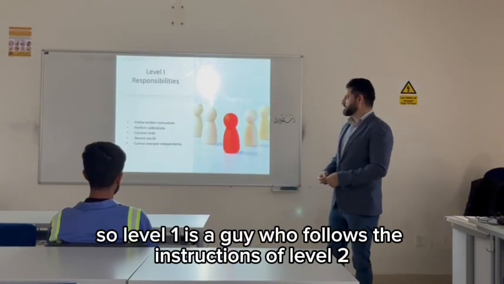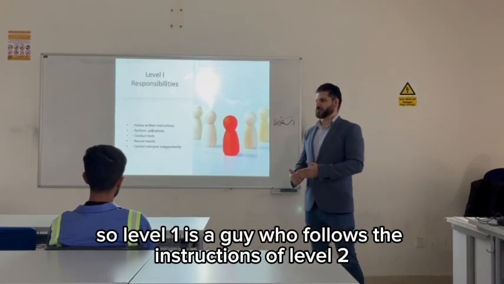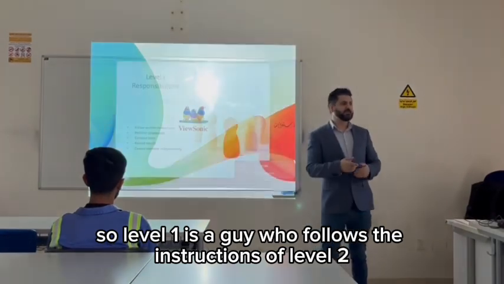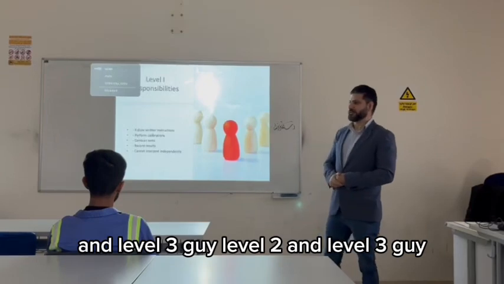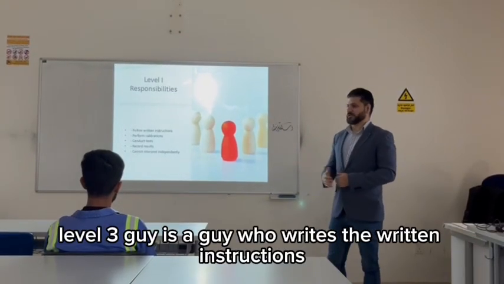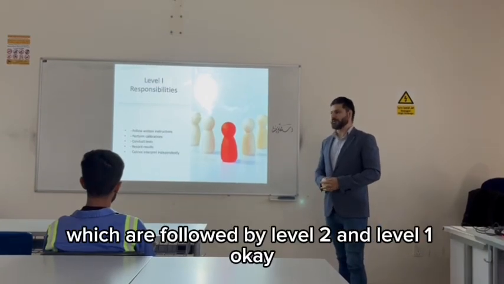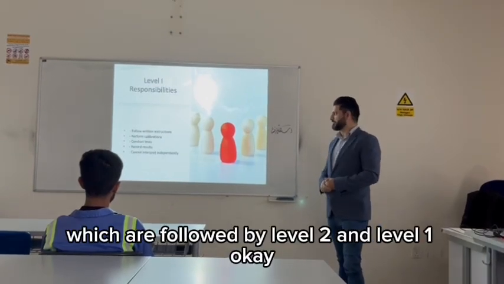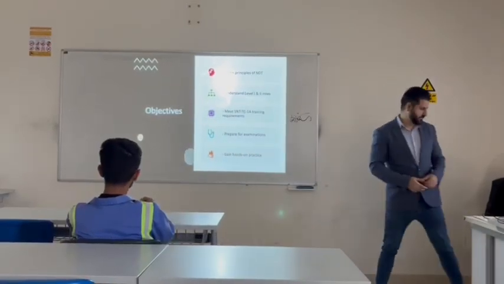Okay? So level 1 is a guy who follows the instructions of the level 2 and level 3 guys. Level 3 guy is a guy who writes the written instructions which are followed by level 2 and level 1, to prepare for the examination. Okay?